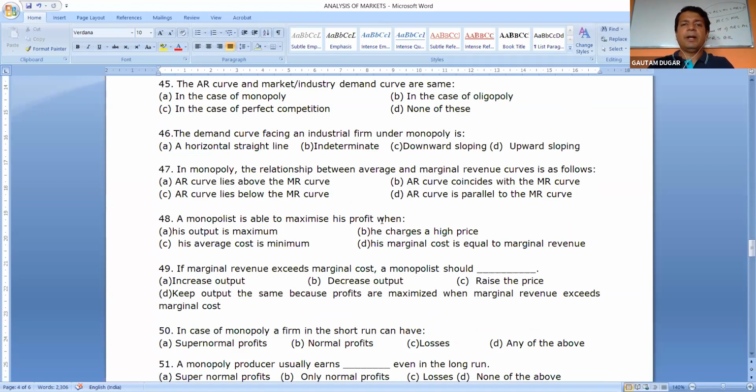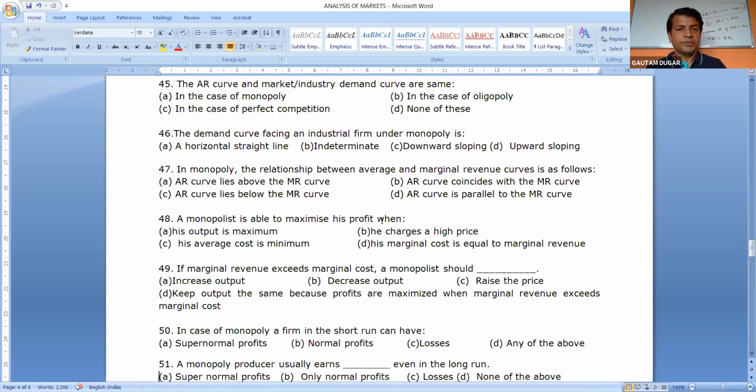46. The demand curve facing an industrial firm under monopoly is... We discussed the AR curve and MR curve, the downward sloping. We discussed AR curve is nothing but the demand curve. Right. So the demand curve facing an industrial firm under monopoly should be downward sloping.